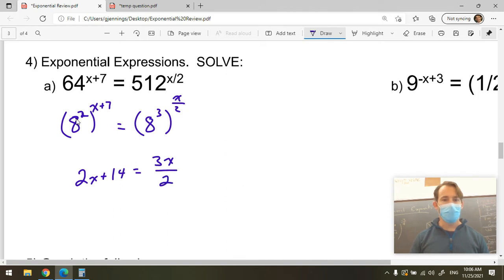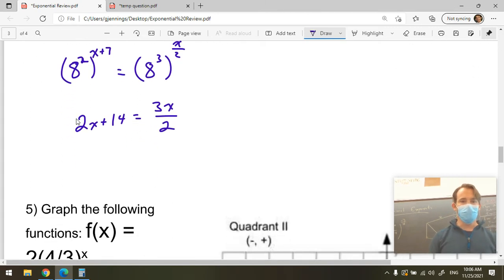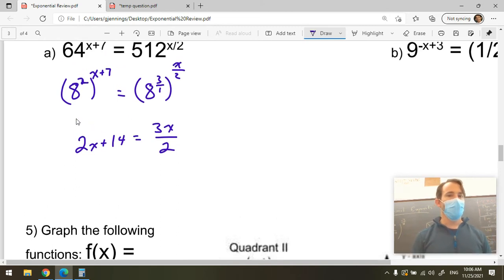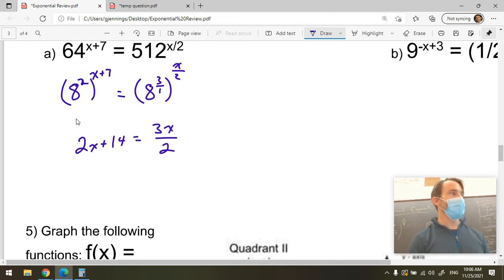I've already gotten rid of my bases because I know that the exponent here is equal to the exponent there because I have a common base. Now just solve. Wouldn't it be 3x over 6? No. This is 3 over 1. 3 times 2? No, 3 is 3 over 1. Multiply top times top over bottom times bottom. If I said you have 3 halves of a pizza, how much pizza do you have? 3 halves, right? So it's 3 over 2.